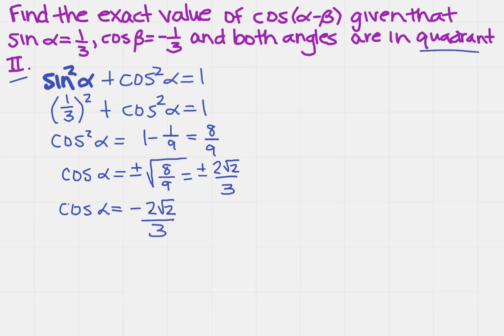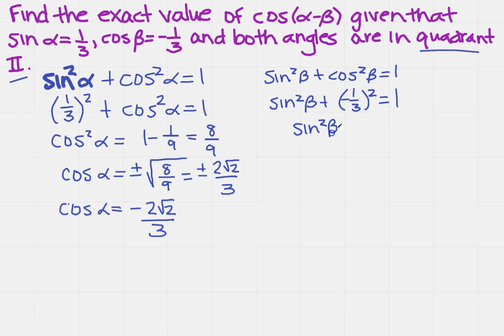Okay, so I've got one of them. Now I need to find the sine of beta. So I can do this again. I've got sine squared beta plus cosine squared beta equals 1. And in this case, I don't know sine. That's what I'm looking for. I know cosine. It gave me negative 1/3. I'm going to square that. I need to just solve for the sine. So that's going to equal to 1. Now this right here will simplify to 1/9 again. So I'm going to need to subtract it from both sides. And that's going to give me 8/9.